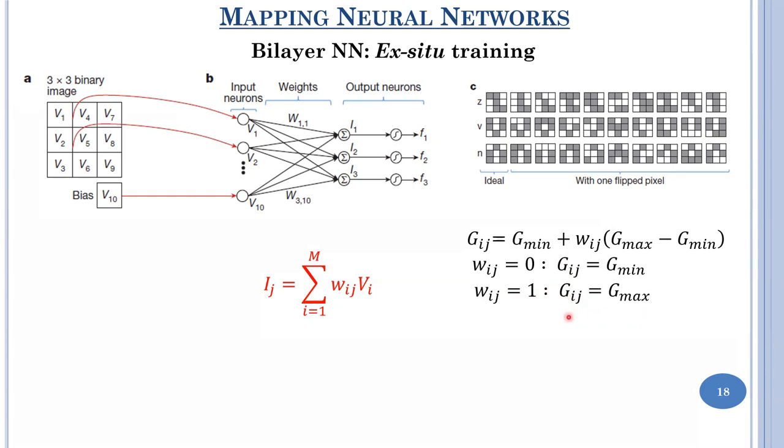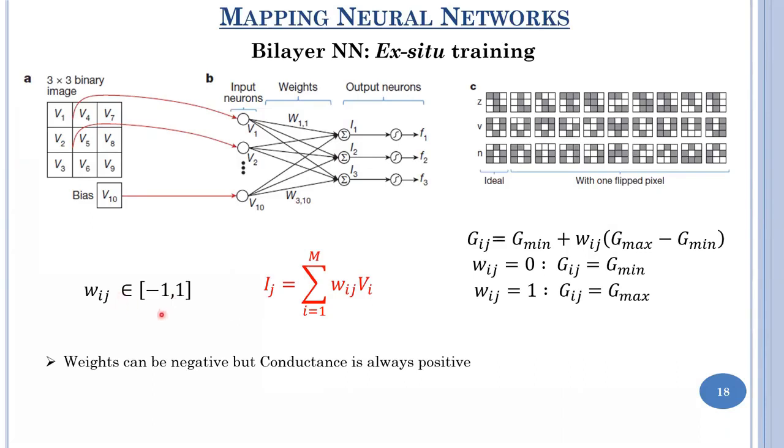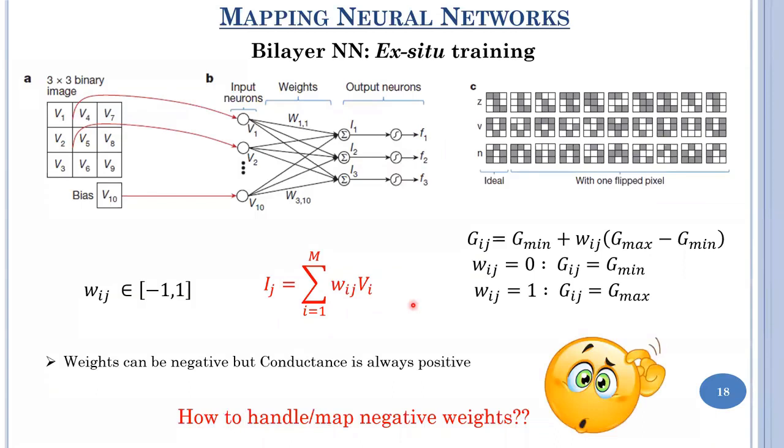Now the question arises that your weights in software can be either negative or positive. Even the normalized weights will vary between minus one and one. However, your conductance in the circuits, in these elements, is always positive. So how can we handle these negative weights? What can be done to handle these negative weights?